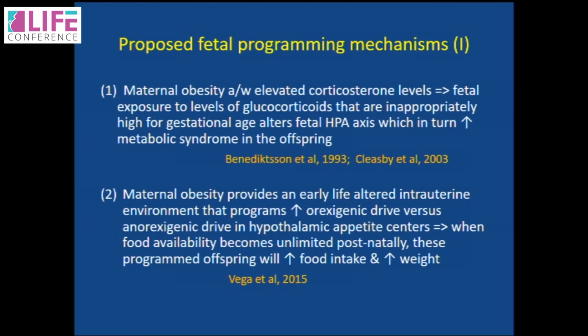A second proposal, put forward last year, was that babies in the wombs of mothers with metabolic syndrome and obesity tend to be programmed towards an increase in orexigenic drive versus anorexigenic drive in the hypothalamic appetite centers while they are still developing, and so when they're born, these programmed offspring will have much more food intake and increased weight.